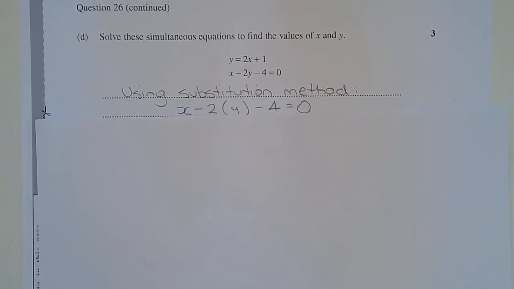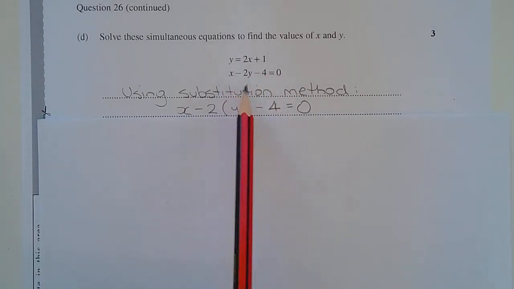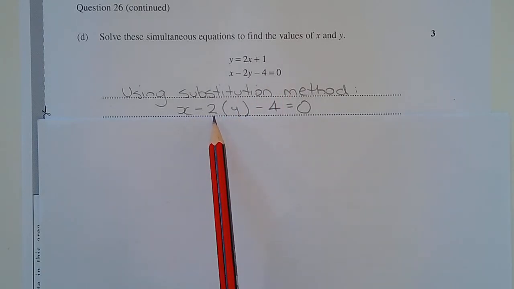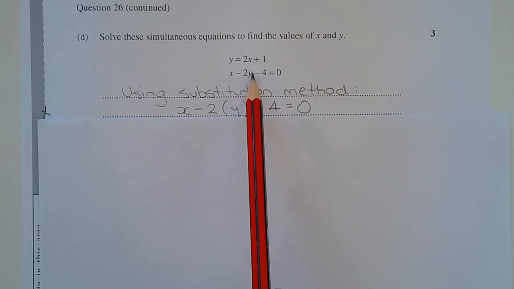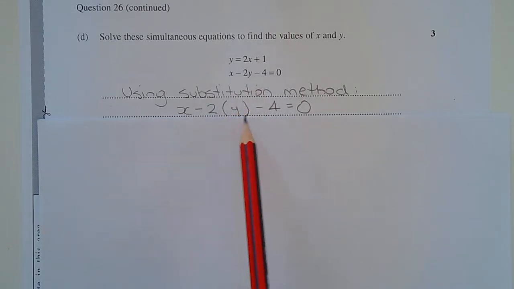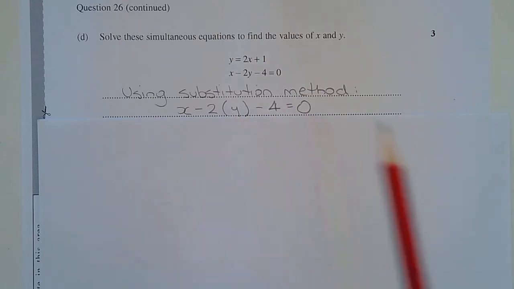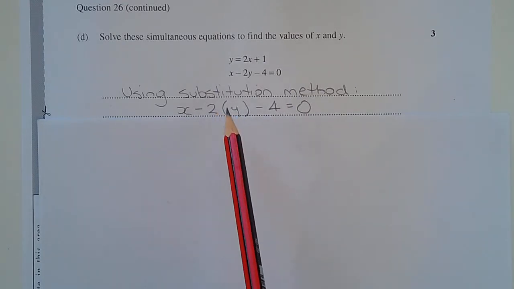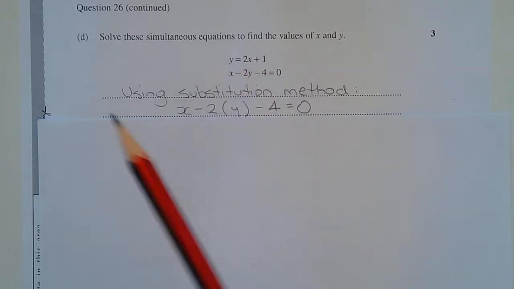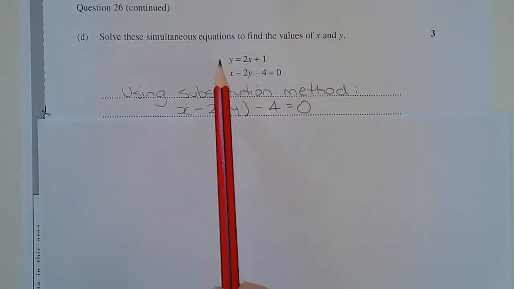what I'm going to do first, just to make it a little bit easier for myself, is start with the second equation. And I'm going to write it as x minus 2 outside of y in brackets. So all I've done is just added brackets around the y. Minus 4 equals 0. And the reason for that is because I'm going to substitute out the y, and in its place, I'm going to substitute in 2x plus 1, since y and 2x plus 1 are equal in value based on the first equation.